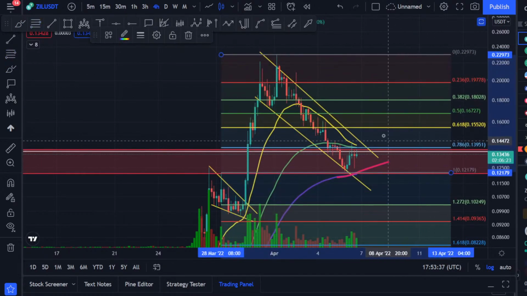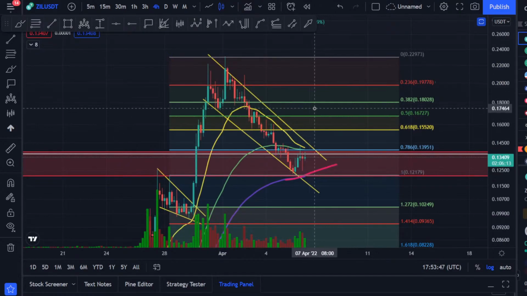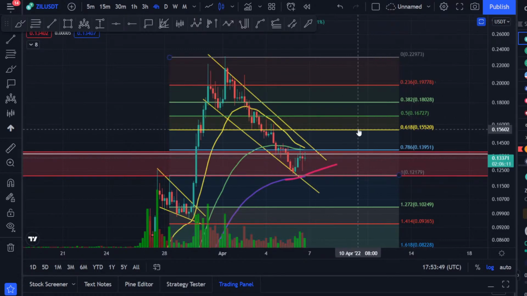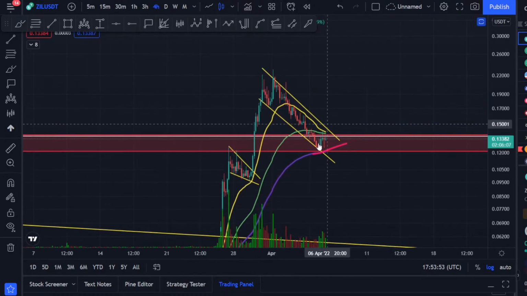Where that pump can go, I would say it can go all the way to the 0.618 level. If it breaks it and closes the candle above it, there's more room to go up and hit the 0.5 level. So keep this in mind. It's actually trying to consolidate in these areas at the moment. I hope this answered your question.